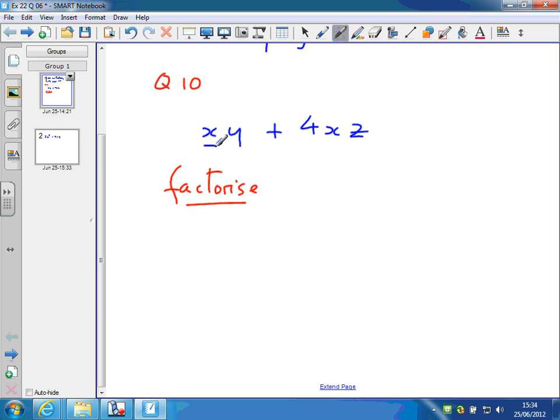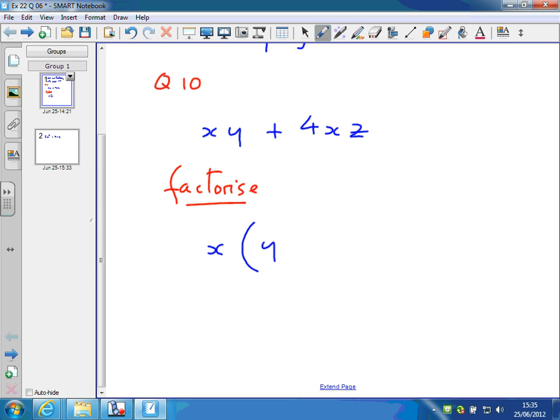Well, if you look at it, you can see that x is common to both of those. X times y in this term, and 4 times x times z in this term. So I can take x outside a bracket because x is common to both terms. Now I ask myself the question, what have I got to times this x by to get back to xy? Well, I must times that x by y. So that's what goes inside the bracket.